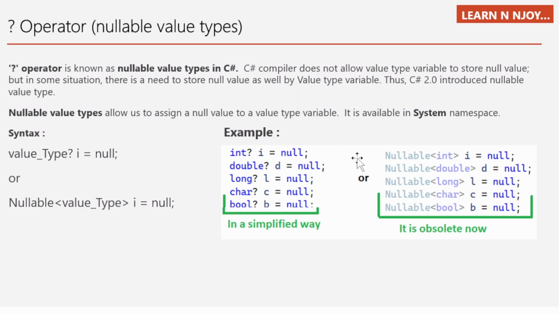And on the extreme right, Nullable int I is equal to null, Nullable double D is equal to null, and so on. This way of writing is basically now obsolete. If you write these, then the C Sharp compiler will suggest that you just go and write it the simplified way with the question mark operator.